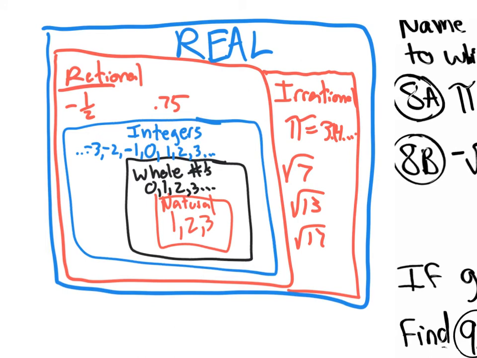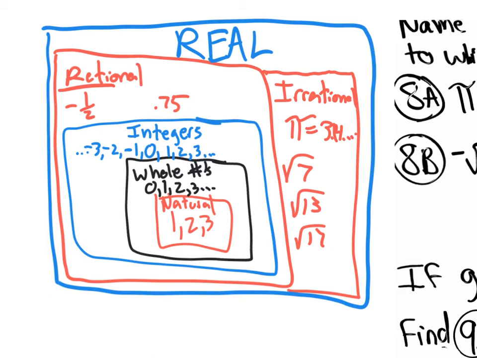What do I mean by that? Later on in the class, we're gonna learn about imaginary numbers that are not real, okay? So pi is real. The square root of 13 is real, even though it's an ugly decimal. Later on, we're gonna learn about imaginary numbers. That's when you take the square root of a negative number, like the square root of negative 9, that would be imaginary. But all of these are real.